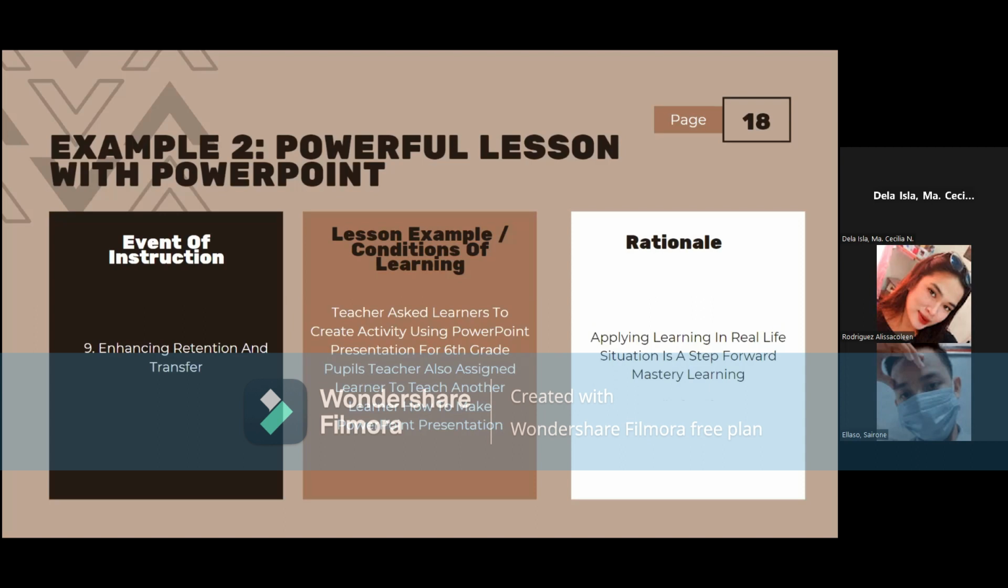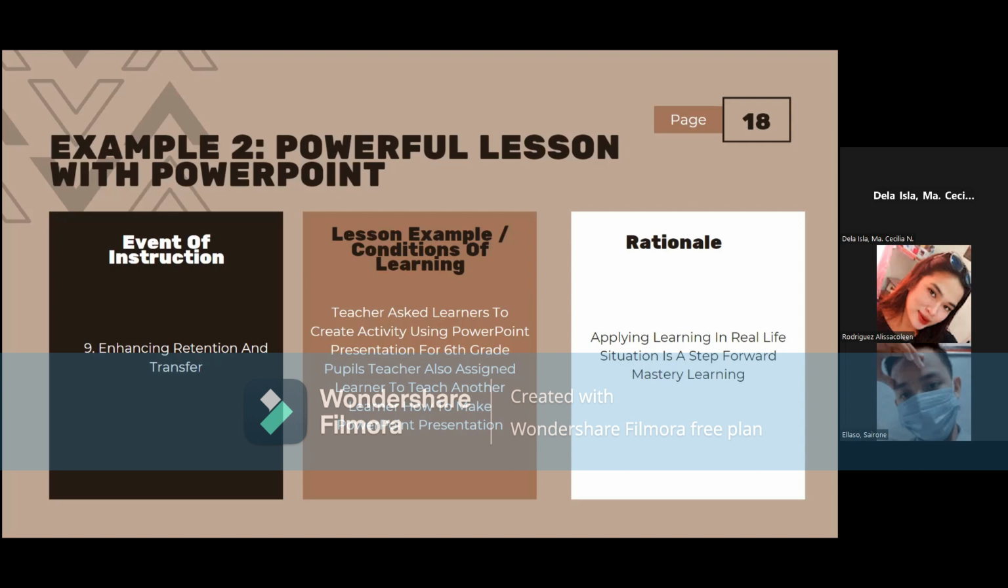Enhancing retention and transfer. Teacher asks learners to create activity using PowerPoint presentation for 6th grade pupils. Teacher also assigned learner to teach another learner how to make PowerPoint presentation. It means helping learners retain what they have learned and apply it in a new situation. Strategy include providing opportunities for practice. That's why I mentioned earlier here, learner to teach another learner. So parang ipapasa ko yung knowledge ko sa isa kong kaklase o schoolmate, ganon.